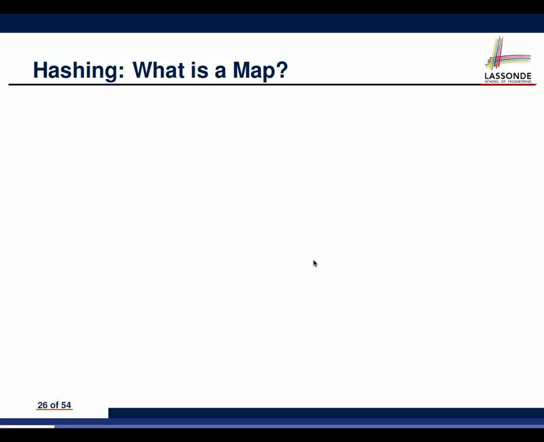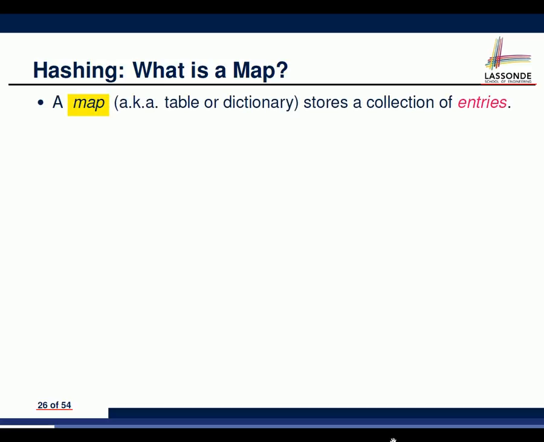Okay? That's basically the roadmap for today and Wednesday. But let's go step by step. First of all, let's understand what a map is. A map, people also refer to it as a table or dictionary. So map, table, or dictionary, either one is fine. It's going to store a collection of entries.